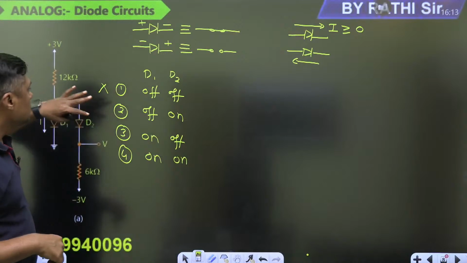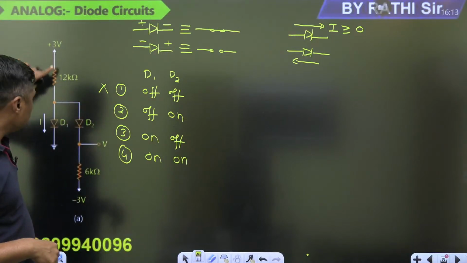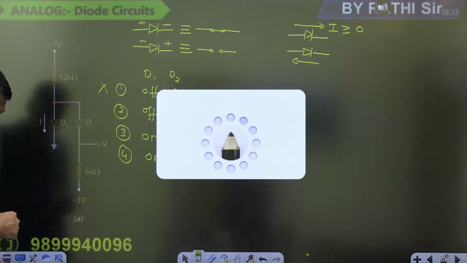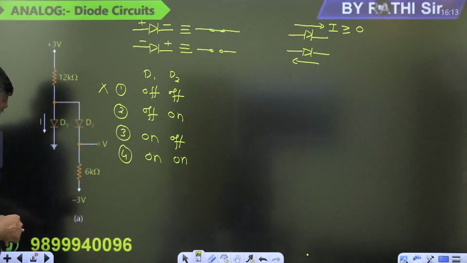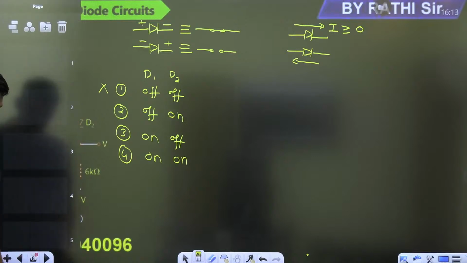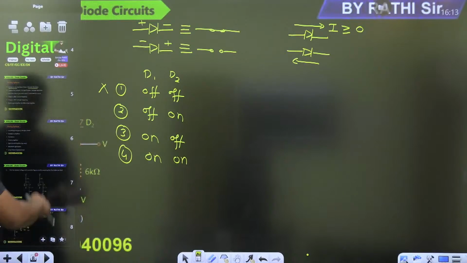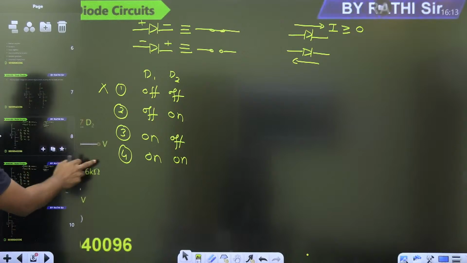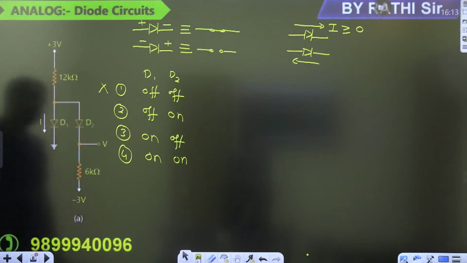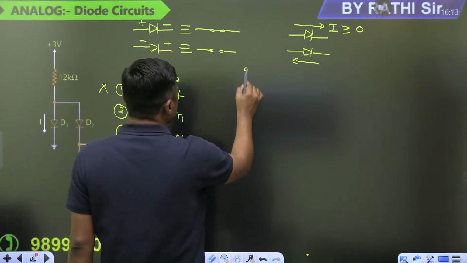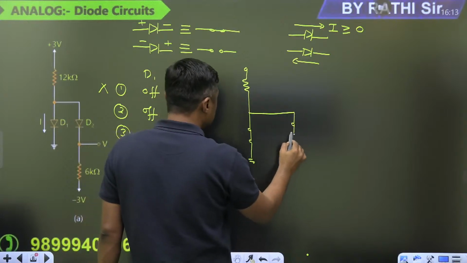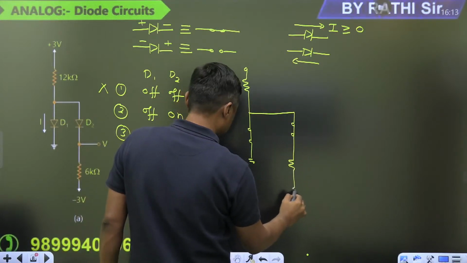Now I will check. Now watch this. Because of this 3, let both the diodes be on. When both the diodes are on, then watch this. This is connected to ground. That's why this voltage will become 0. This acts as a short circuit. This is minus 3 volt.